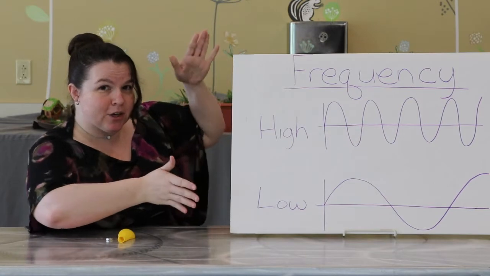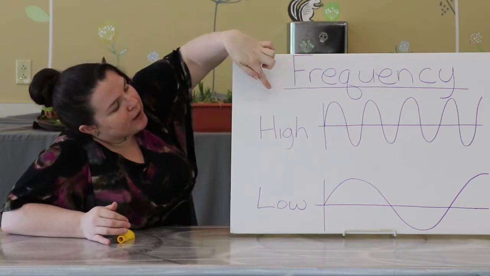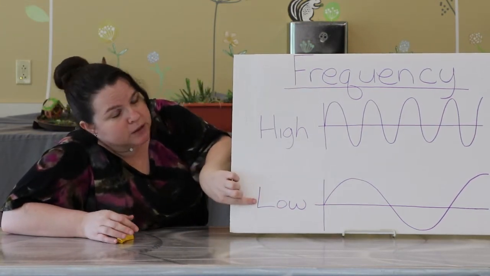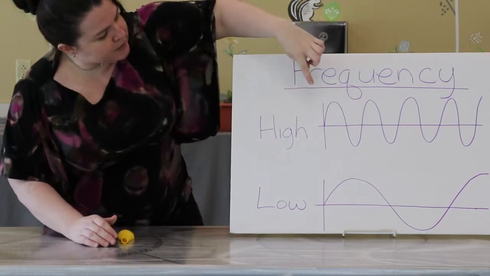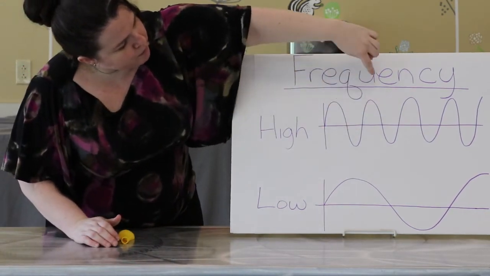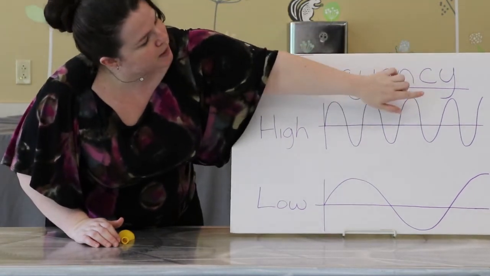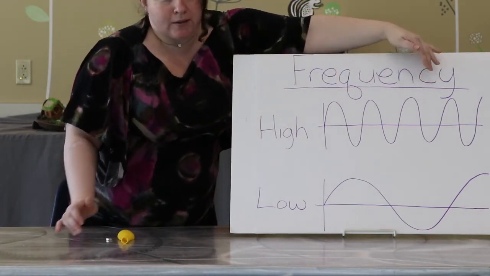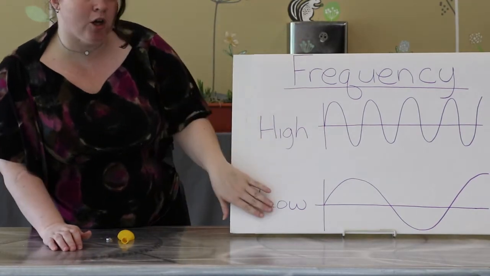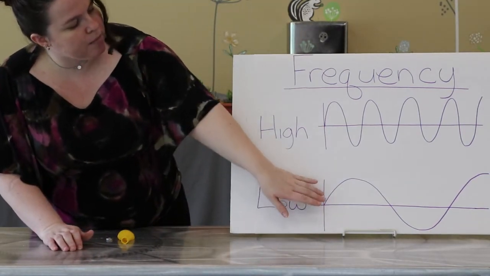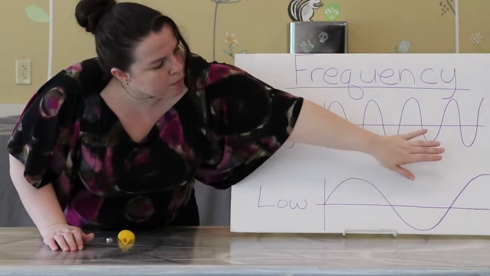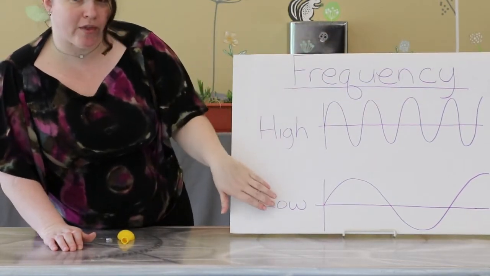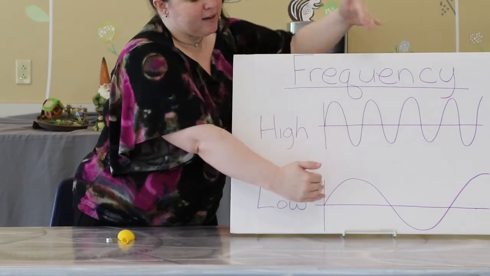So I have this little chart here, and we have some waves drawn: a high frequency wave and a low frequency wave. You can see the amount of times that the wave goes up and down and up and down and up again in that same amount of time. So you have a whole bunch of ups and downs in that amount of time, but compared to the lower frequency wave, it just goes up and down and up. So there's a lot more up and down motion going on with this wave than with this wave, and it's in the same amount of time.